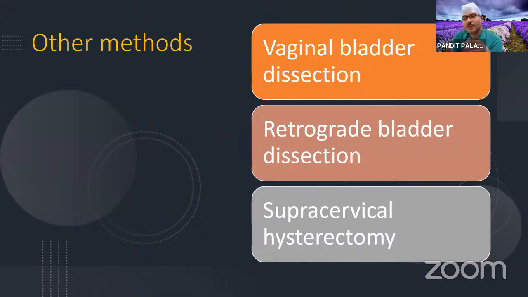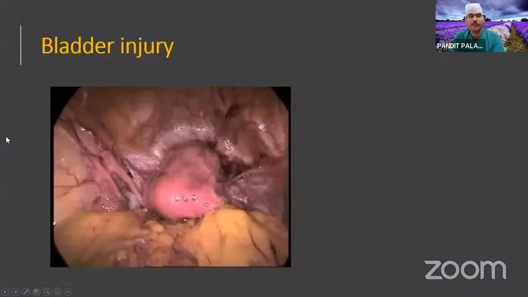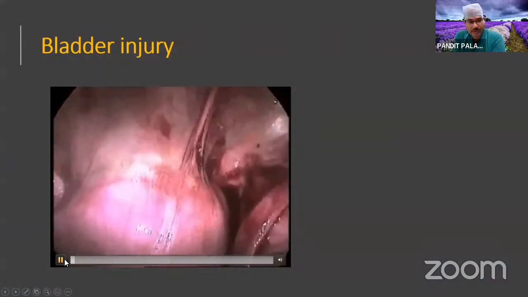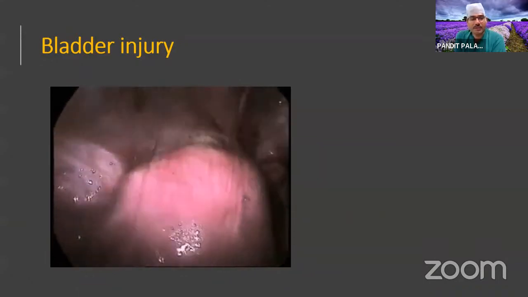Pull the cervix upward, and you can do the retrograde dissection like we do in the vaginal method. Or in very rare cases, you can take the help of supracervical hysterectomy, though with such expertise now available, it is very rarely required. And whatever precautions you take, you have to be ready to deal with a bladder injury.